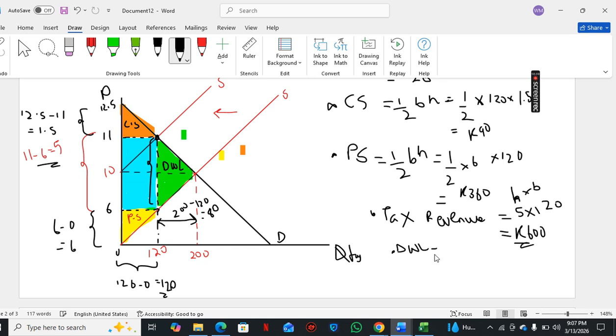So the deadweight loss, half times b times h. So we're going to say half times 120. This is half times 80 times 5. So half of 80, that is 40. 40 times 5, 200. Okay. That is the deadweight loss.